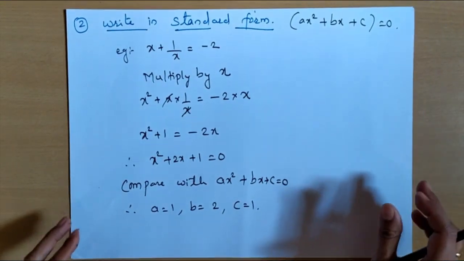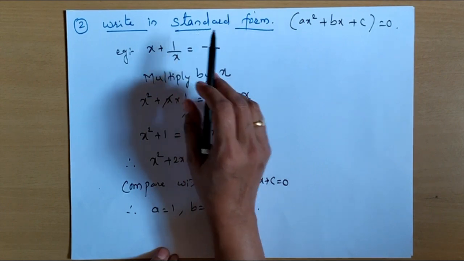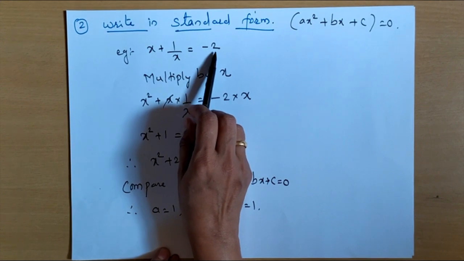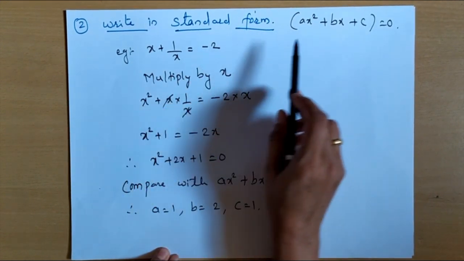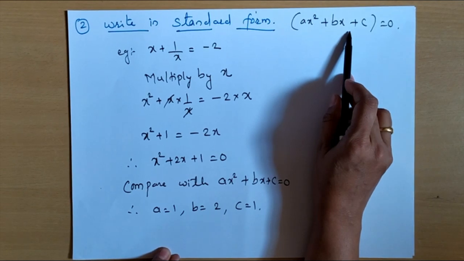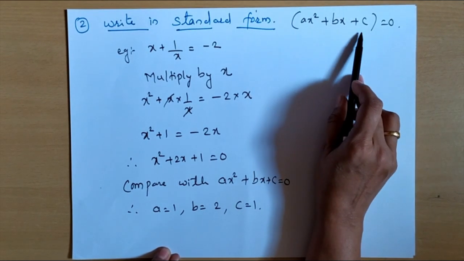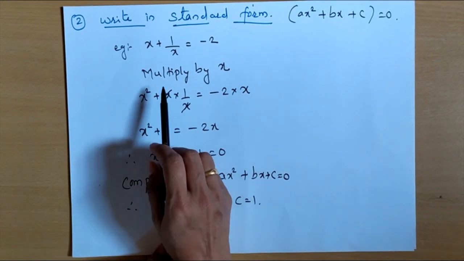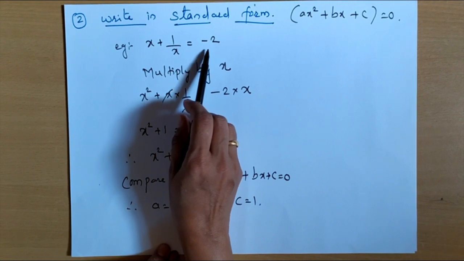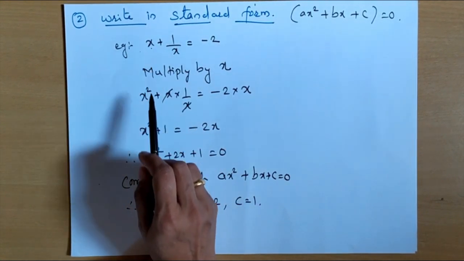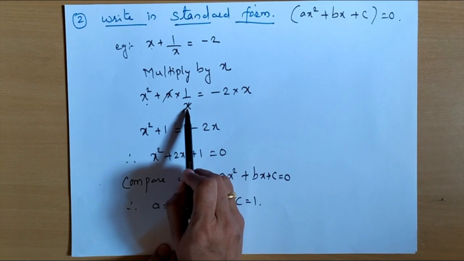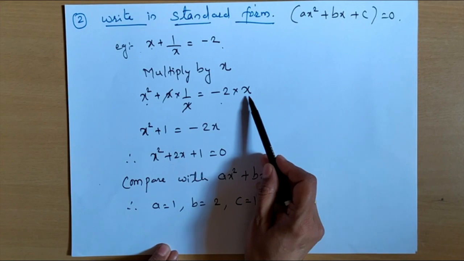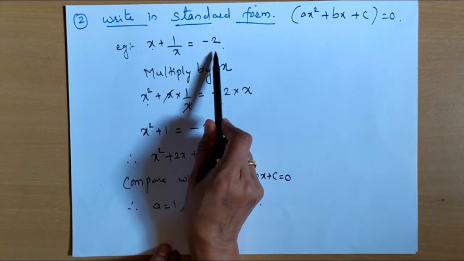Now how to write the given equation in standard form? For example, if the equation given is x plus 1 upon x is equal to minus 2. Now this equation we have to write in the standard form of the quadratic equation, that is ax square plus bx plus c equal to 0. So for that, we have to convert this equation into standard form. So multiply by x to each term of the equation. So what will we get? x into x will give x square, then x multiplied by 1 upon x, x will get cancelled, and minus 2 again multiply with x. Every term you have to multiply with x.